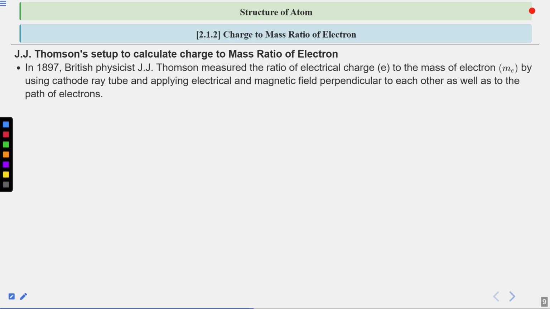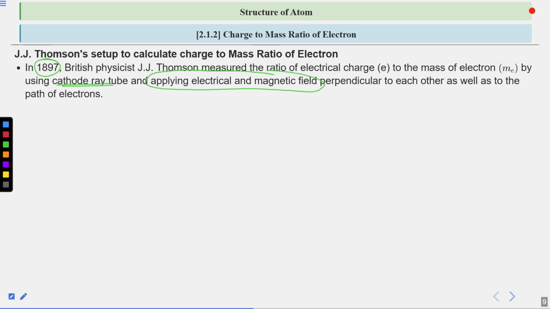So J.J. Thomson in 1897 took the same cathode ray tube which was taken by Faraday, and he started applying electric and magnetic fields to it. And he applied them perpendicular.